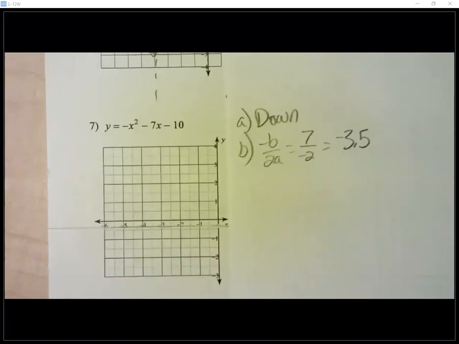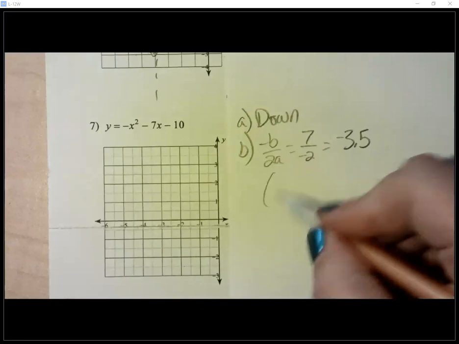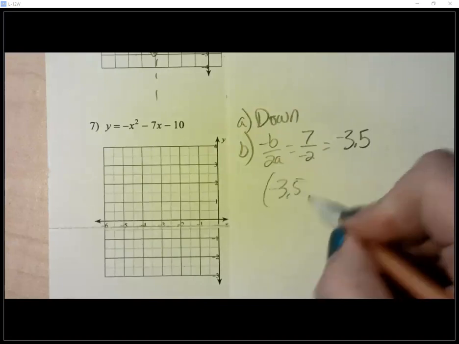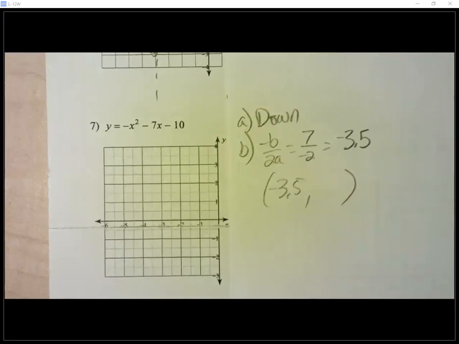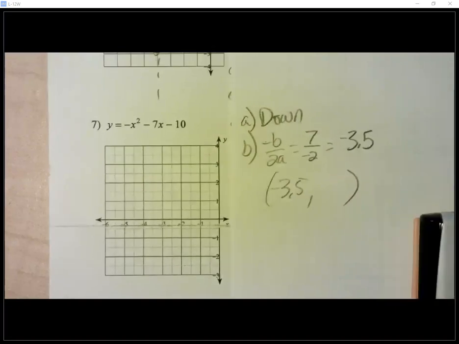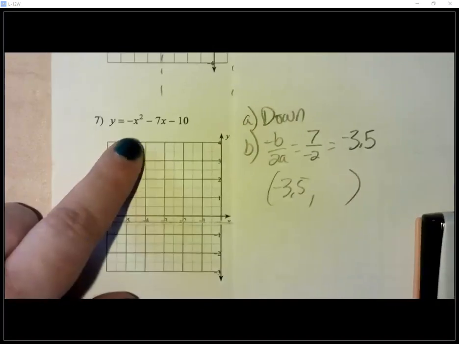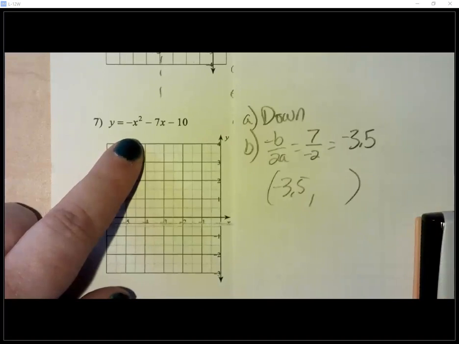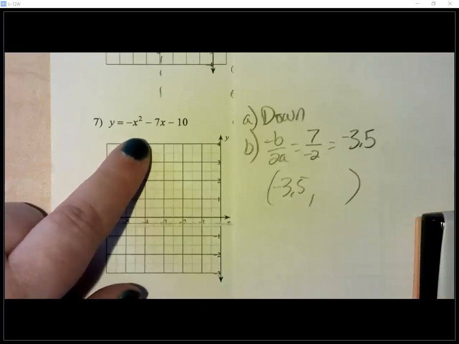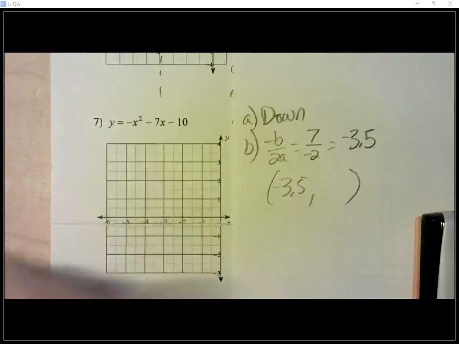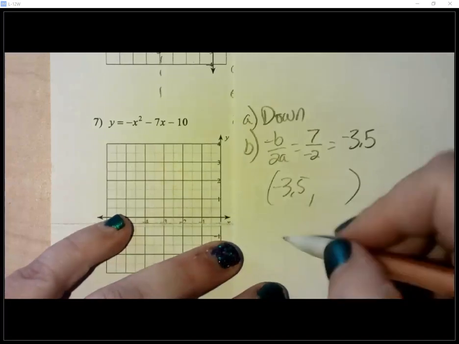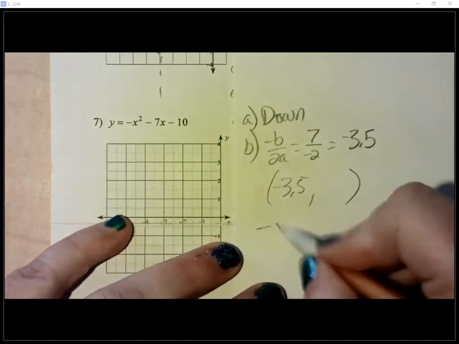So my vertex is at negative 3.5 comma something. Have the calculator do the work for you. You don't have to do it. Oh, by the way, you've got to be real careful when you're plugging that in. I just want to point this out. Here's what I'm plugging it into: negative x squared minus 7x minus 10, right?